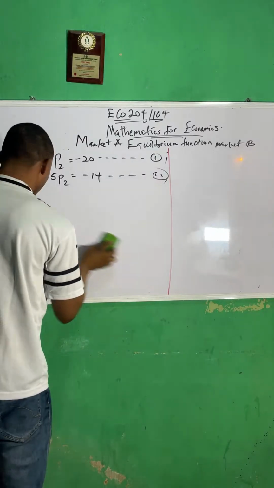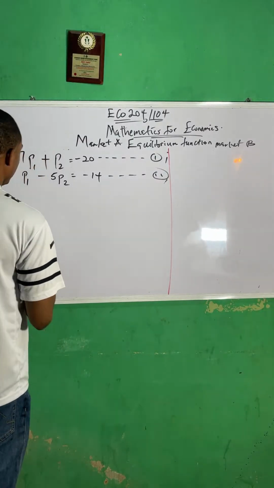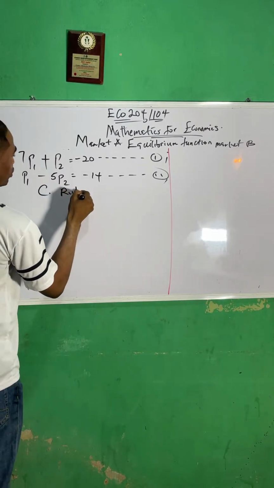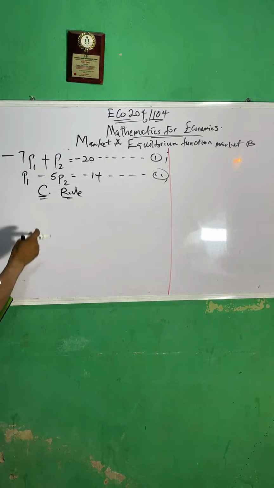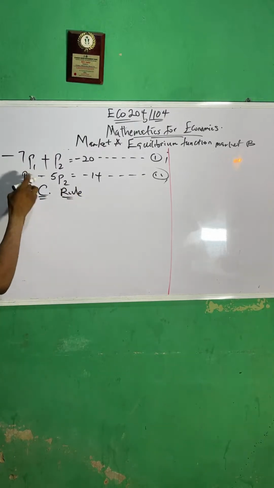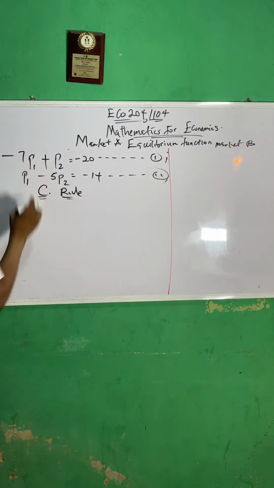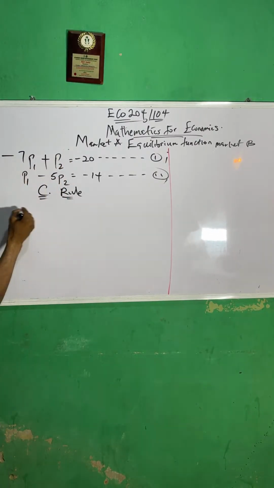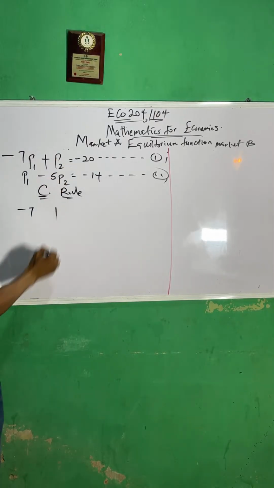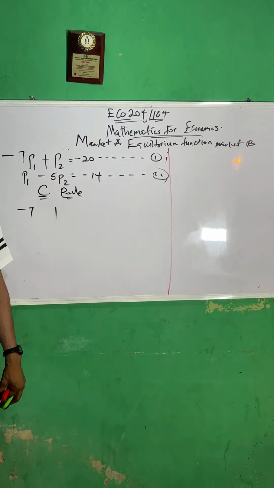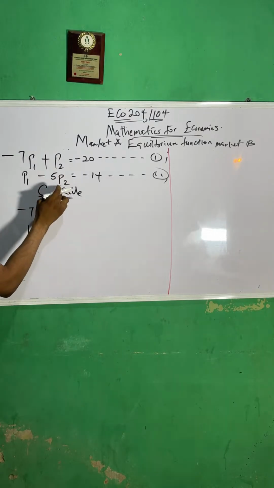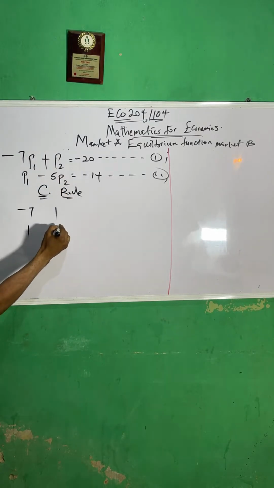If you are applying Cramer's rule for this, I'll call it C rule, it means Cramer's rule. If you're applying Cramer's rule to solve this, then what's important to me here is my coefficients. Coefficient of P1 and coefficient of P2. Coefficient of P1 in equation 1 is -7. Coefficient of P2 here is 1. Then the coefficient of P1 in equation 2 is 1. Can you see? Then the coefficient of P2 in equation 2 is -5.